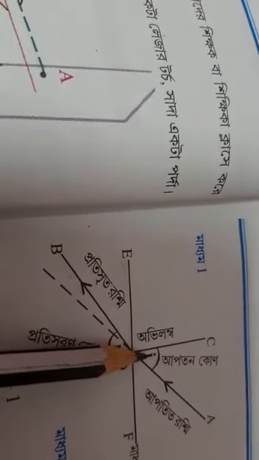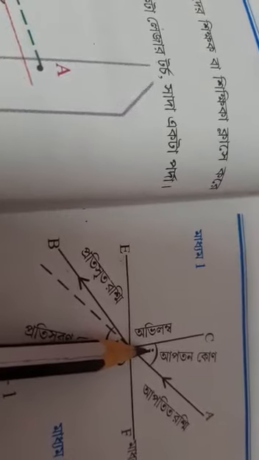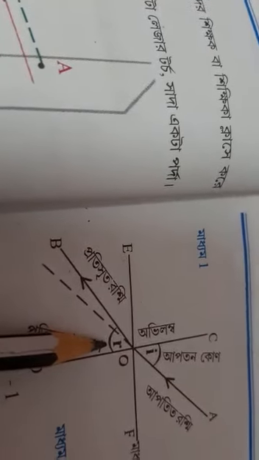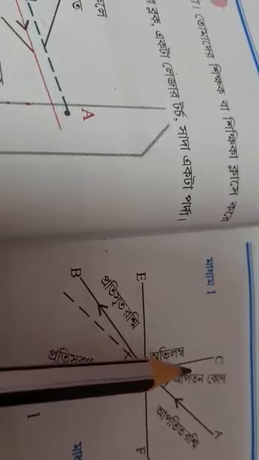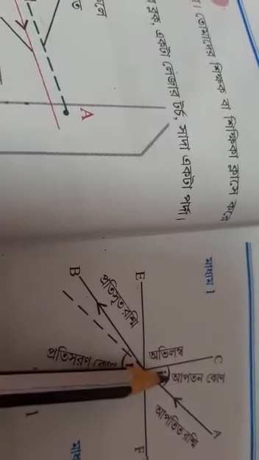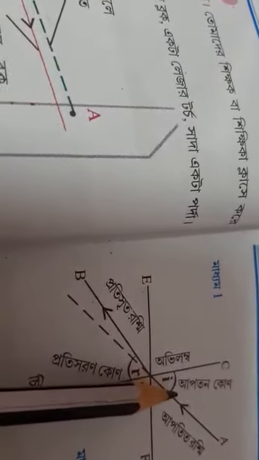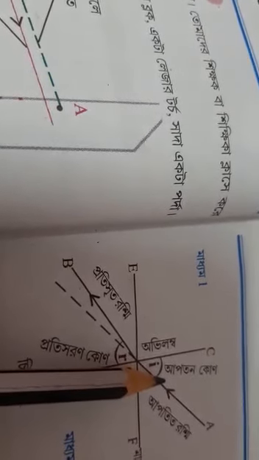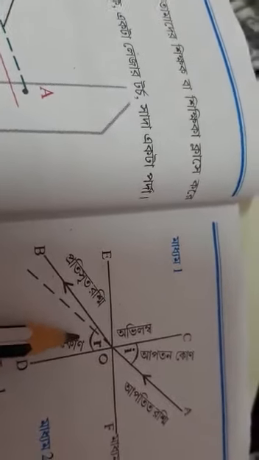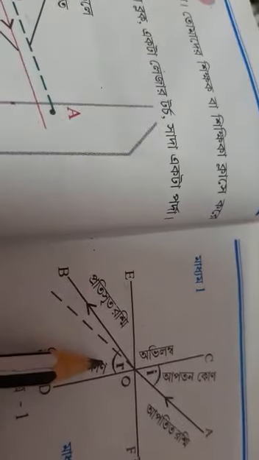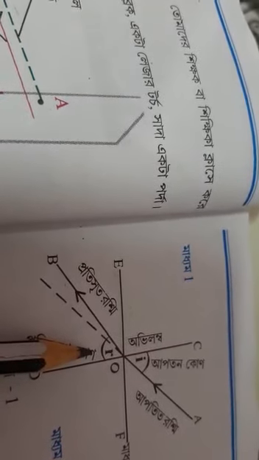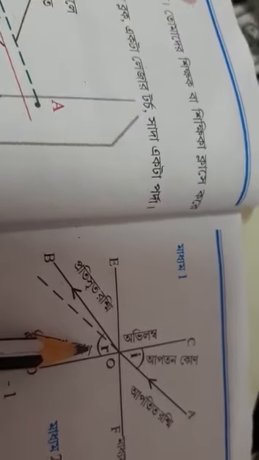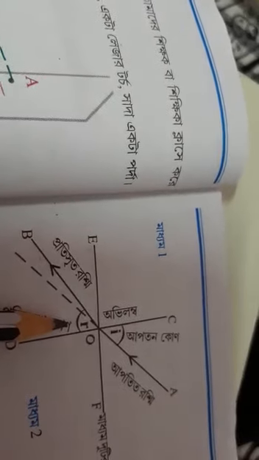Actually it is called sin I, you will know it later. And this angle of refraction is called R, and the ratio of the sine of the angle of incidence to the sine of the angle of refraction is a constant. It does not change, and it depends upon the nature of the media and the color of light used.